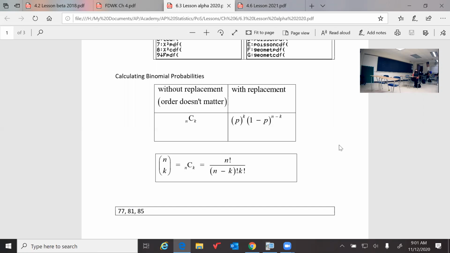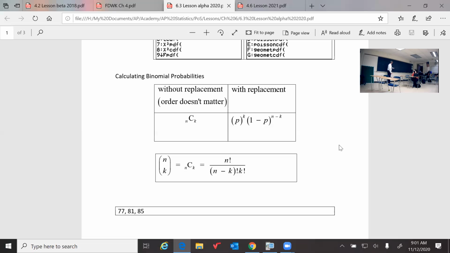So we would say the probability of success is 1/6. How many times will you be successful? Once. What's the probability of failure? 5/6. How many times are you going to fail? 3 rolls and you're done, so you're going to fail twice.